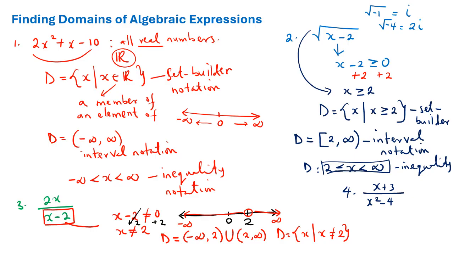All right, so what I'm going to do here, like I said, the trick is just to focus on the denominator. I'm focusing on the denominator because the numerator is all good. The numerator is a polynomial, so I do not need to worry about it. Now I am going to say x squared minus 4 cannot be equal to 0.